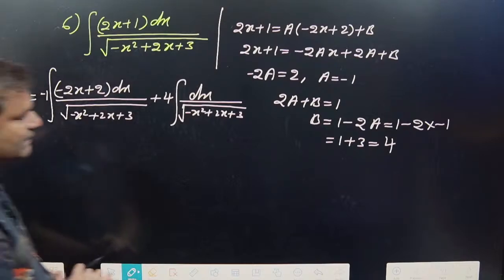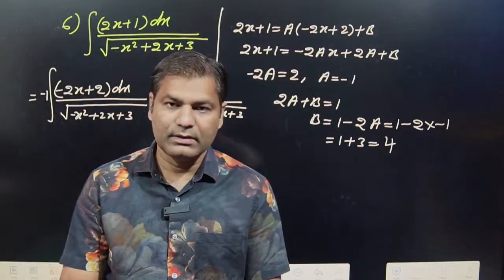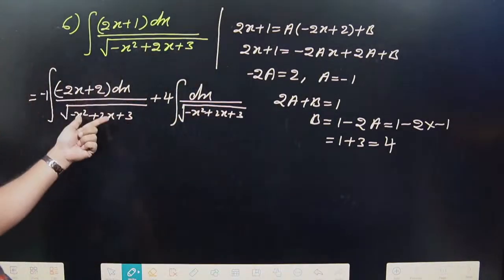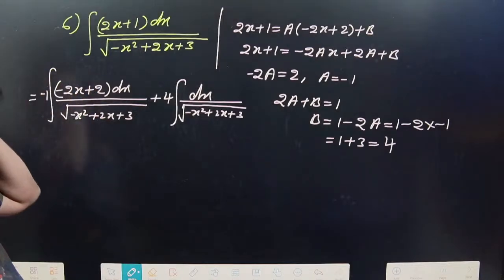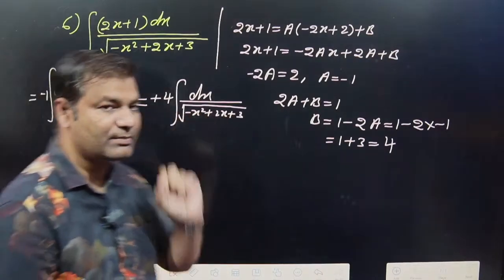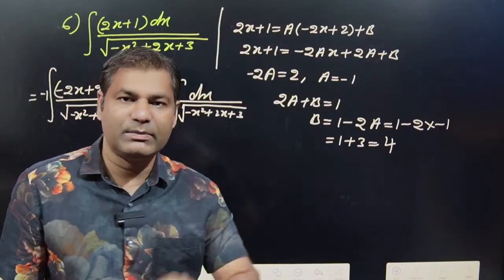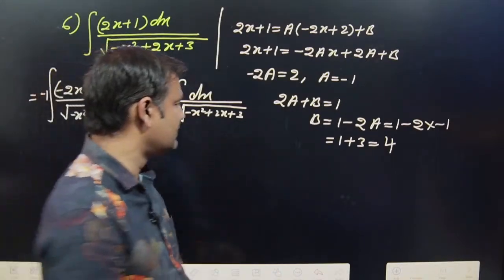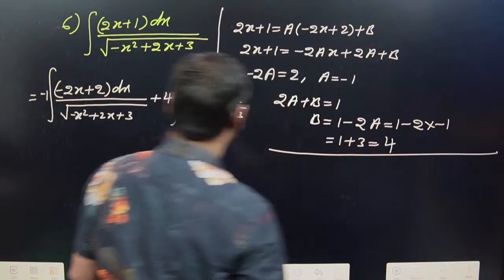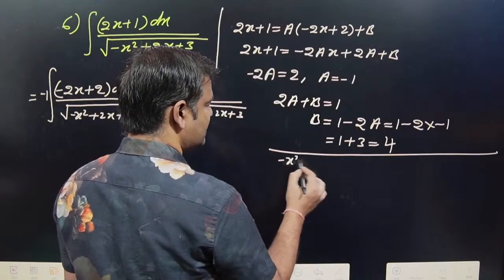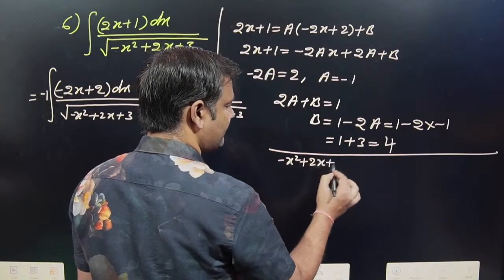Now after that, look here, this one is very easy. If this one is t, that one dt. But how can we solve this type of problem? First of all, make a perfect square. How can we make a perfect square? Look here, minus x square plus 2x plus 3.